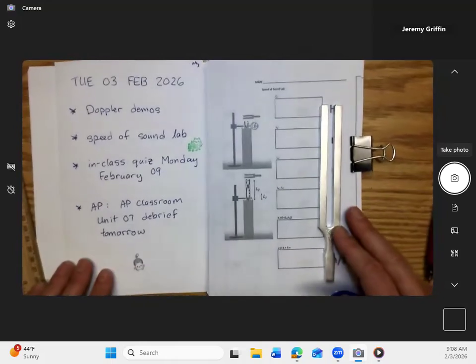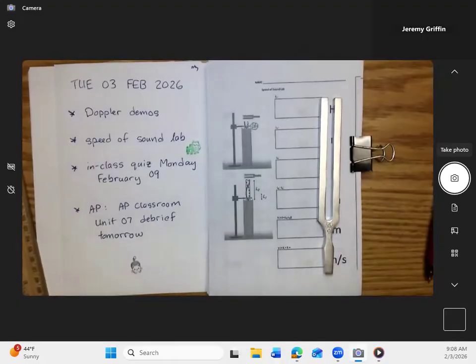All right. So you guys get the rest of the class to do this lab and turn it into the gray tray.